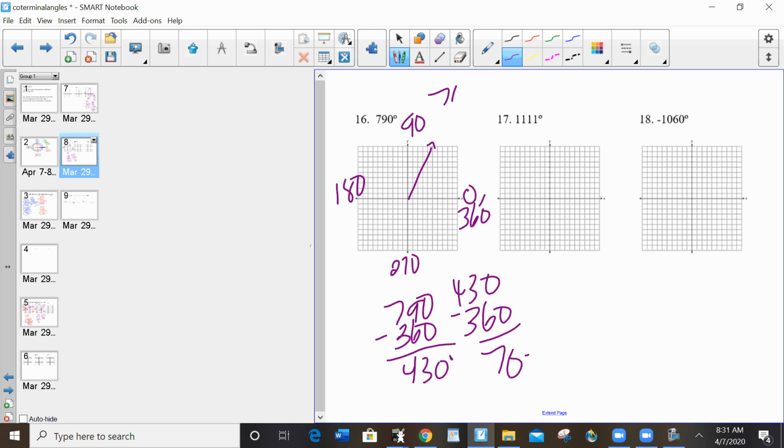So I can write 70, I can write 790. The reference angle is the angle between the x-axis and the angle itself. This is 0, this is 70. So the reference angle is 70. And that's it.